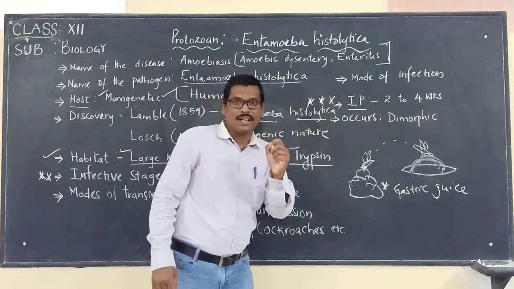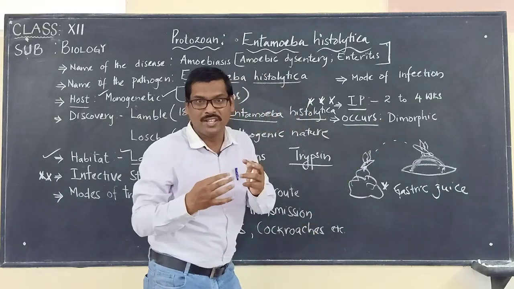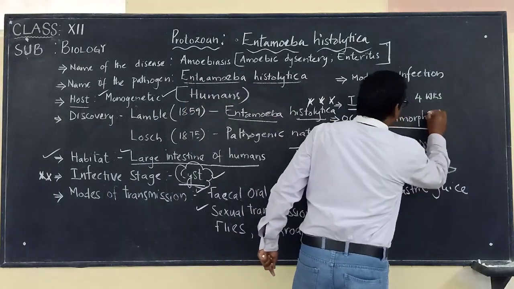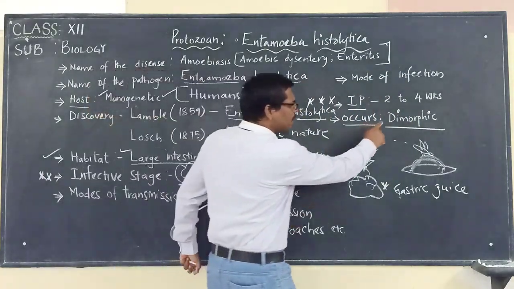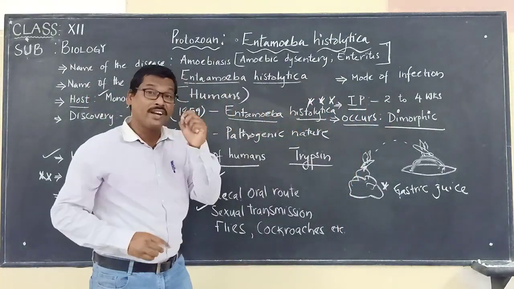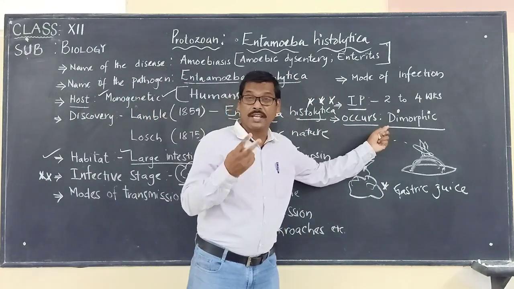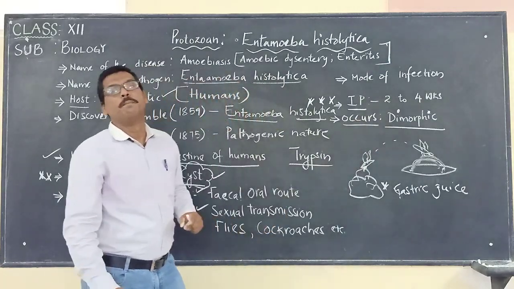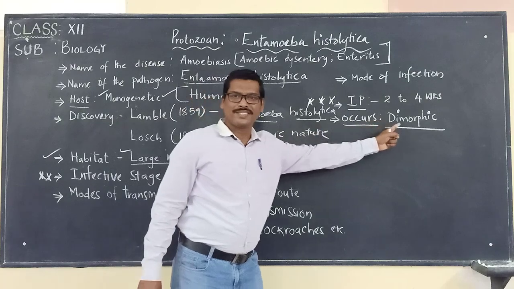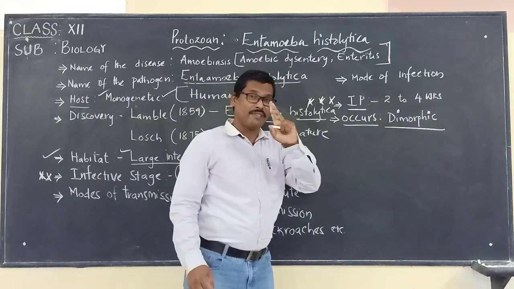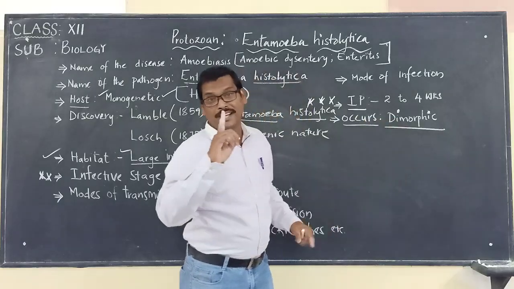And this Entamoeba histolytica occurs in dimorphic form. So what do you mean by the word dimorphic? When an organism exists in two forms, we call it dimorphic. So it occurs in two forms, that is dimorphic. When an organism is occurring in two forms, we use the word dimorphic.